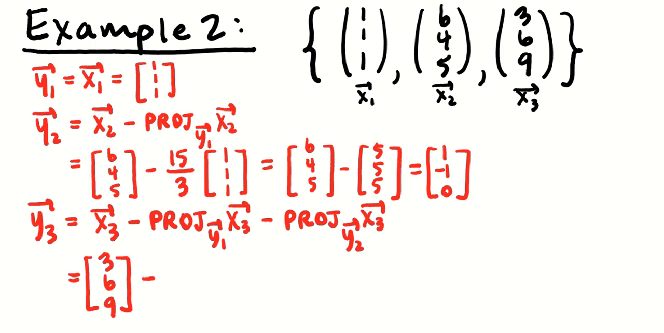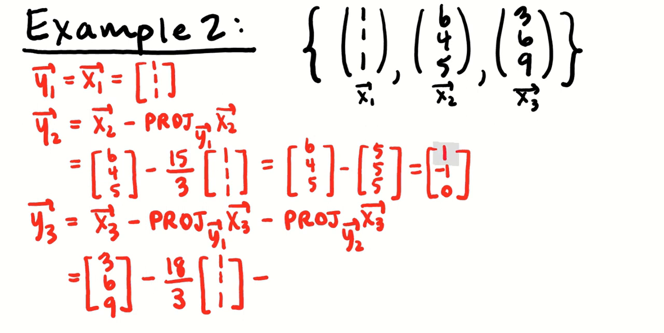Minus, all right, the projection of x3 onto y1. I'm going to dot (3, 6, 9) with (1, 1, 1). So that'll be 3 times 1 plus 6 times 1 plus 9 times 1, which is 18, divided by y1 dotted with y1. I already did that once, and that was 3. And I know what y1 is. It's (1, 1, 1). Then I'll subtract the projection of x3 onto y2.